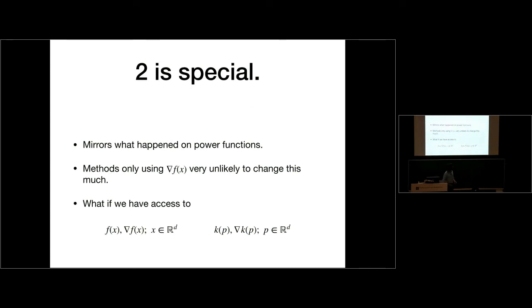This is really interesting because it mirrors the intuitions we built on power functions. And it suggests to us that methods that only use the gradient of our function are very unlikely to change that picture. Now you have to be careful about what assumptions these lower bounds make and the exact order of quantifiers, and there's some subtlety there. But the rough take home is that if you're only using gradients of the function, you should be very skeptical if someone says, oh, I can go exponentially fast for all convex functions.